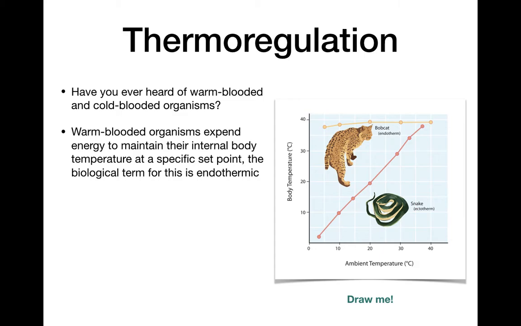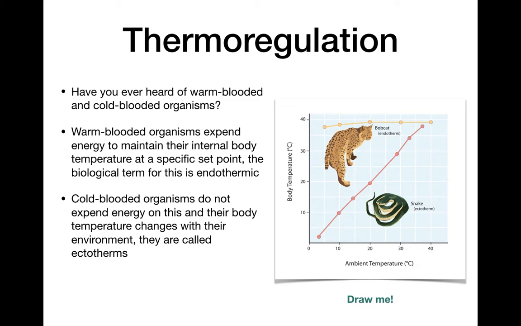Okay, so warm-blooded organisms, also known as endotherms, like the bobcat here, are going to use energy. They expend energy to maintain their internal body temperature. So they're working to maintain their body temperature at a set point, which varies by species. And the term for this is endothermic. Endo means inside, and therm is temperature. So they're trying to maintain a certain internal temperature.